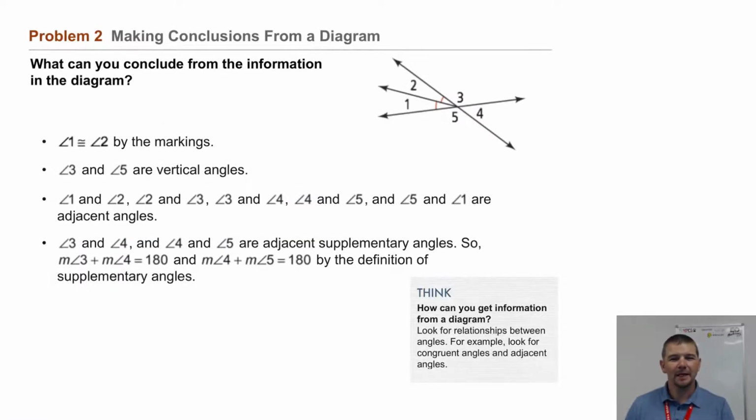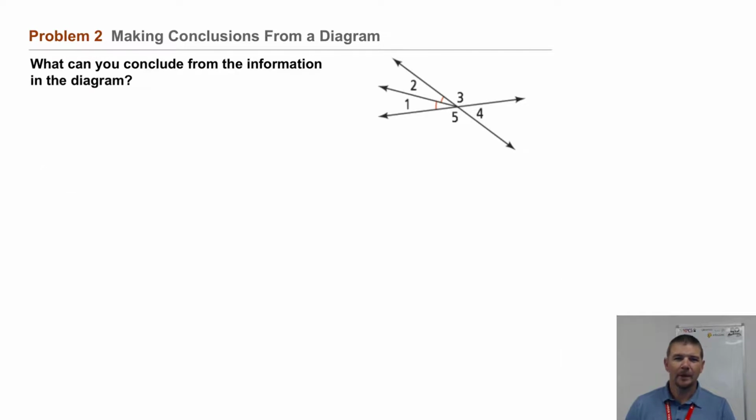Problem 2. Making conclusions from a diagram. What can you conclude from the information in the diagram? Consider the diagram carefully. We have some arcs indicating congruent angles. We have opposite rays. Well, first, we can state that angle 1 is congruent to angle 2 by the markings.